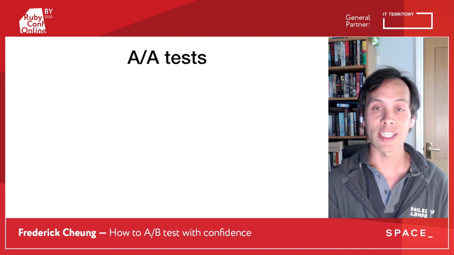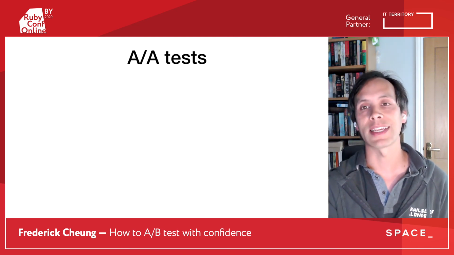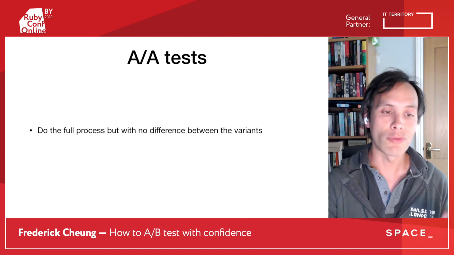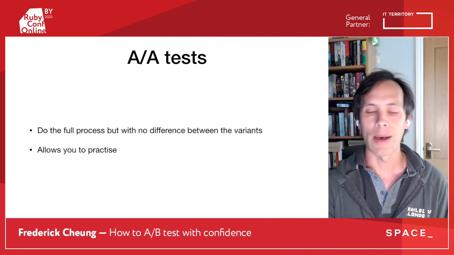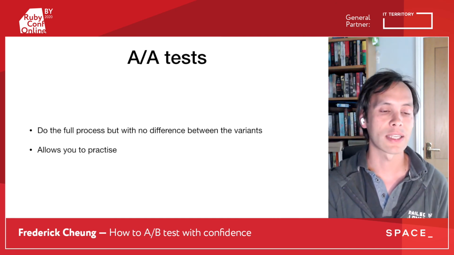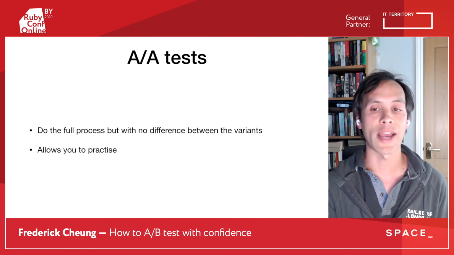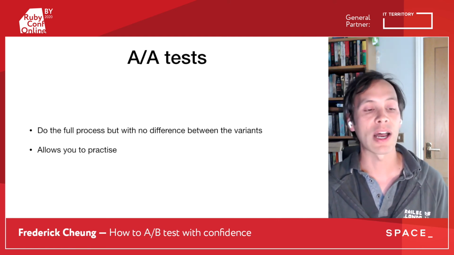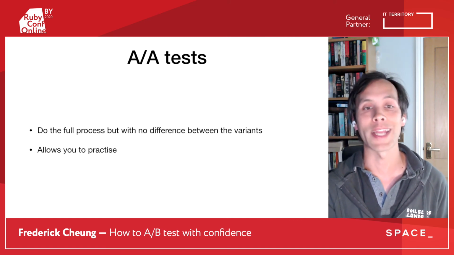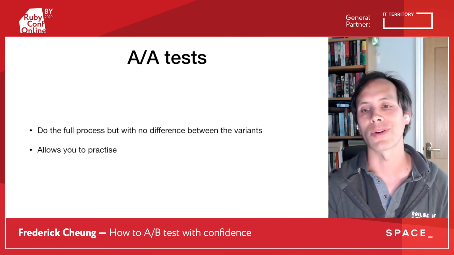AA test. So this is like an A/B test, but both variants see exactly the same content, and you run through the full process. This is a great way of allowing you to practice. And if you do have problems with how you set up or measure tests, then this will help flush them out. Because if you spot a difference between A and A, then something has gone wrong.